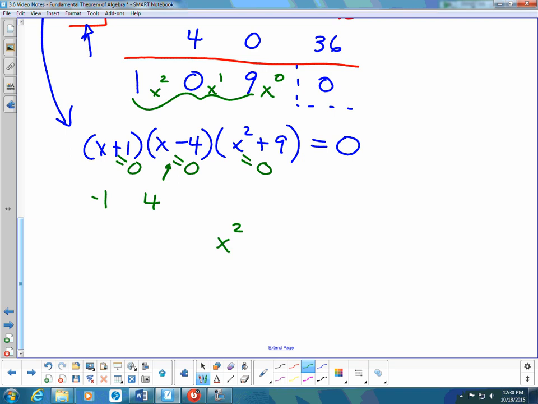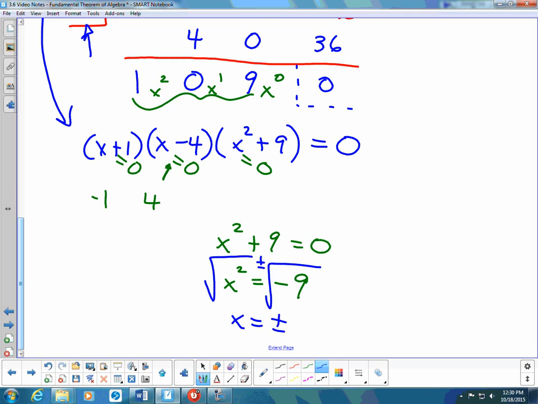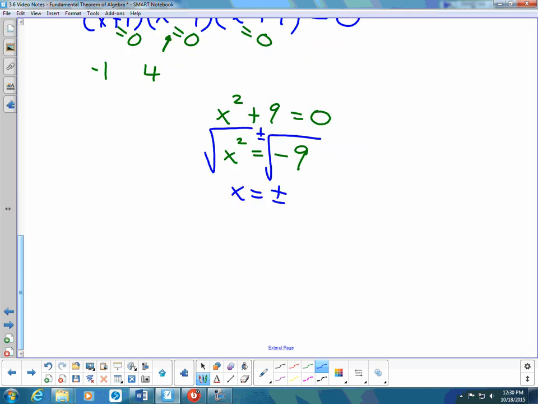So let's solve that. x squared plus 9 equals 0. Subtract 9 from both sides. We get x squared equaling -9. And we take the square root of both sides. Don't forget the plus or minus. And we get x equaling plus or minus square root of -9, which you know is the same as square root of -1 times square root of +9. So x equals plus or minus 3i.